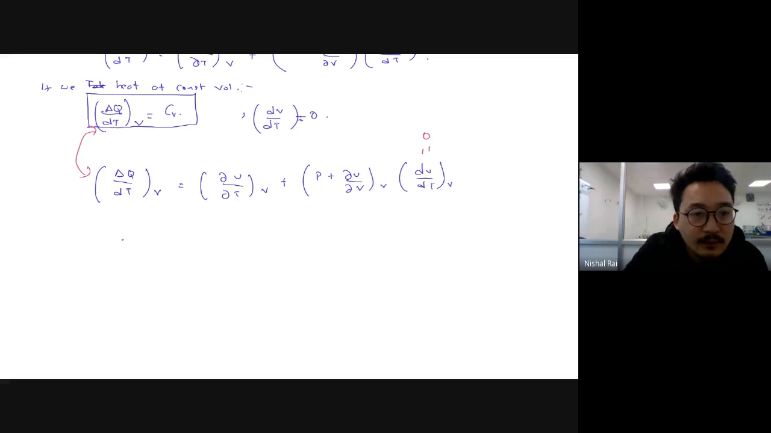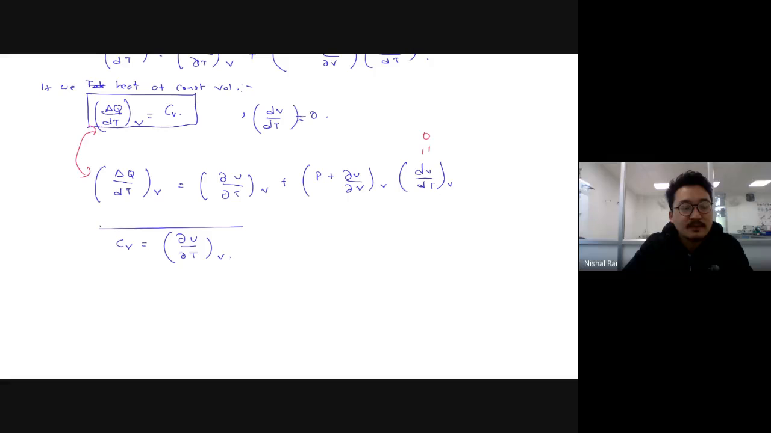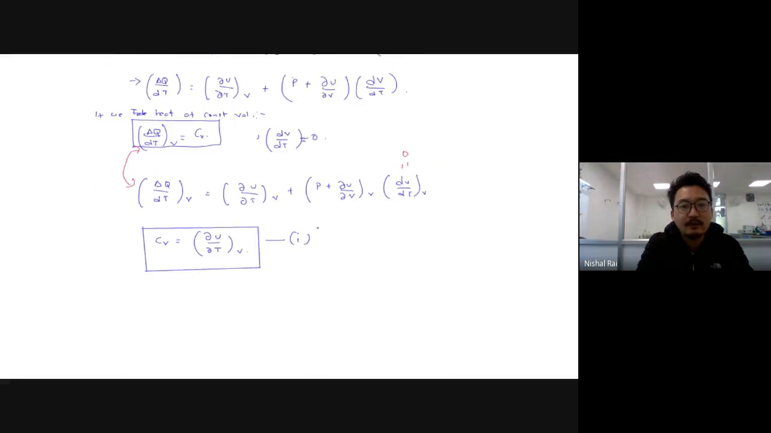So you will end up with Cv equal to del U by del T at constant volume. So this is the expression for Cv, or specific heat at constant volume. Now, this is your one expression. Now let's consider another scenario.